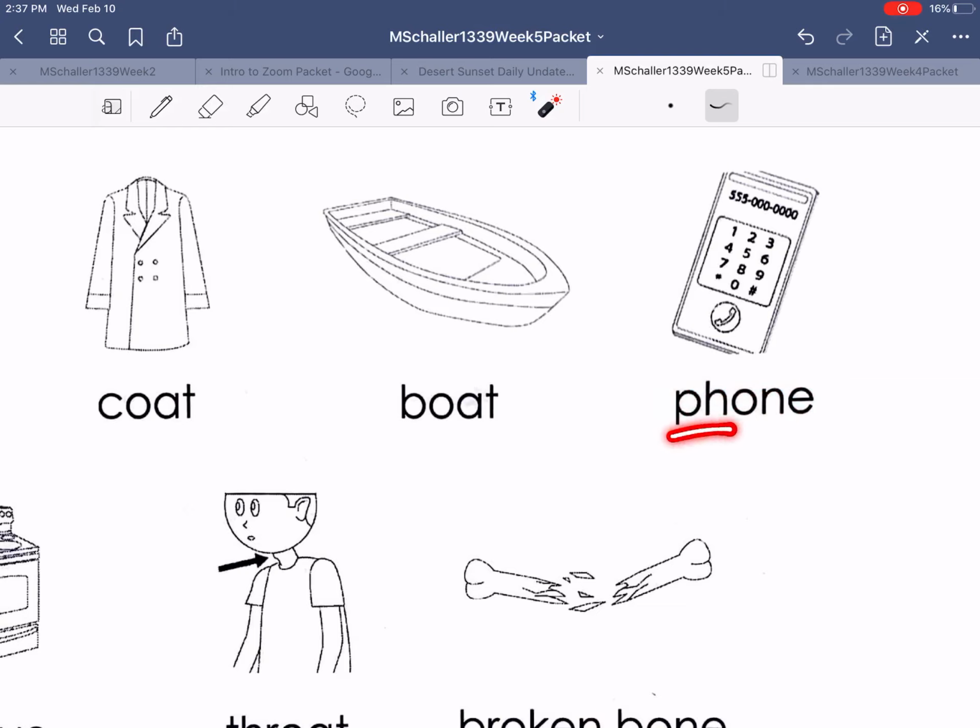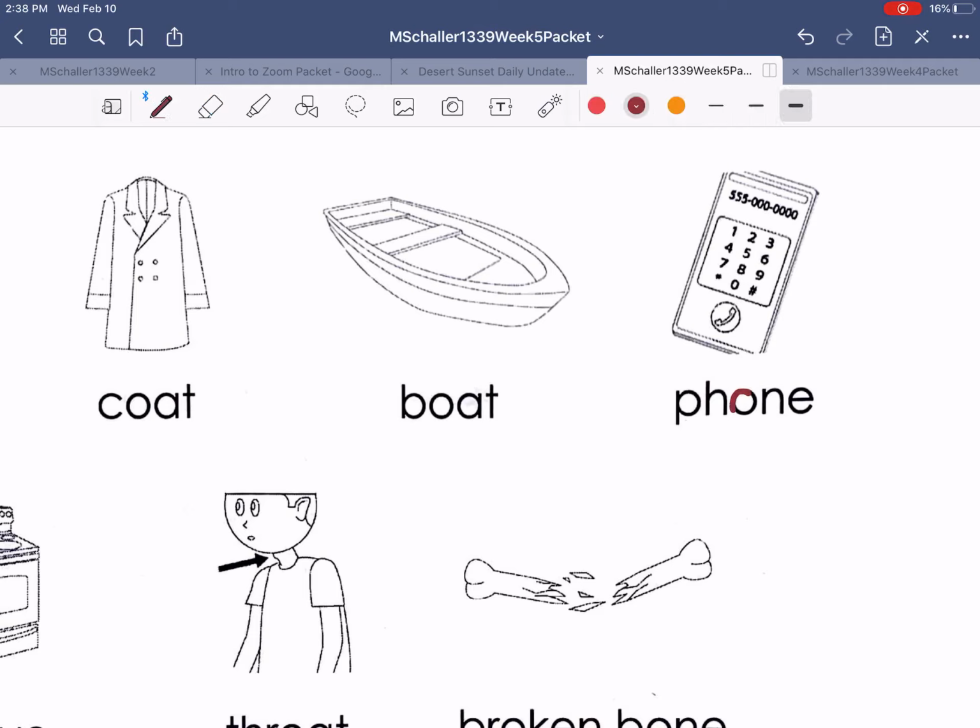Phone. PH, this is confusing. PH, the sound is like an F. Phone. So let's just keep it like that. We'll put an F for a second, though, so you understand. F. And then if you had an O-N, the word would be fawn. Fawn. But you add the E, the O and the E, and it changes to phone. Phone. But phone is with a PH.